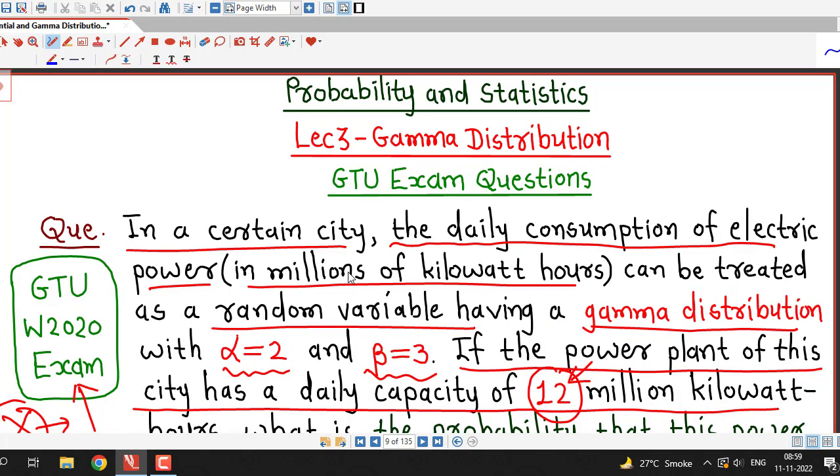In upcoming sessions we will be discussing GTU exam questions related to gamma distribution.